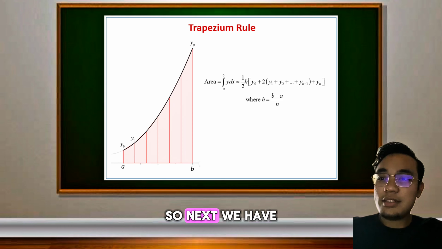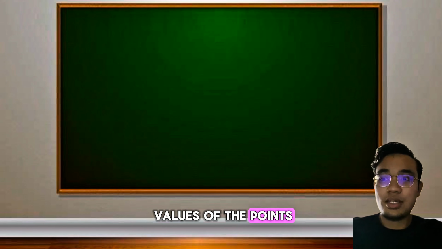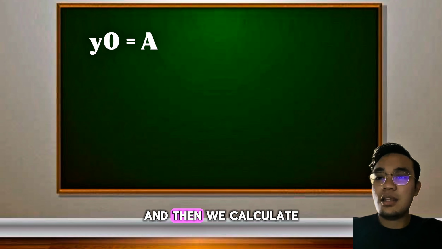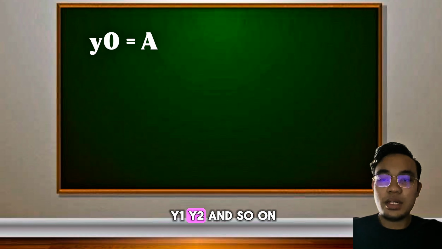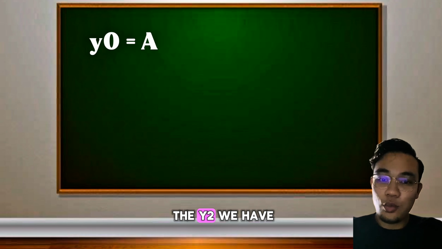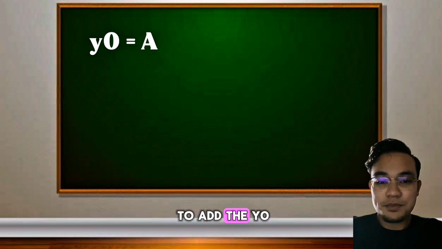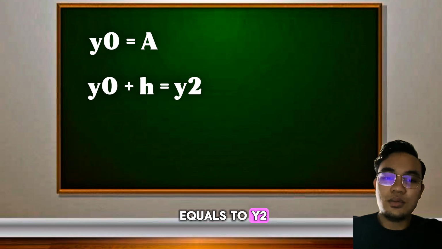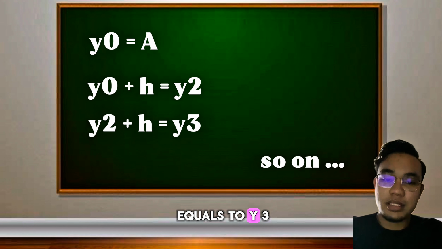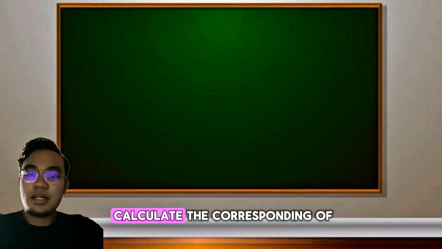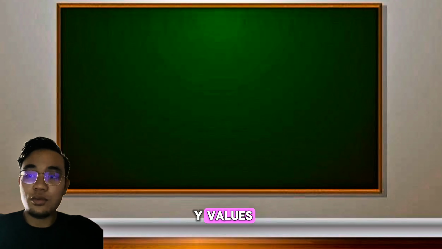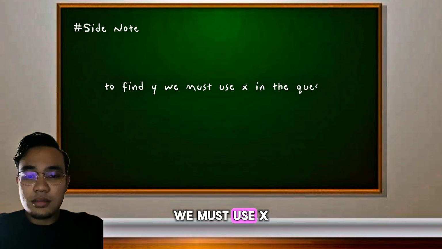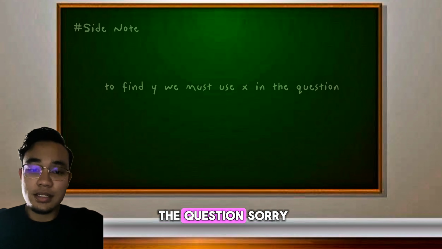Next, we have to find the x values of the points, starting with x0 equals a, and then we calculate x1, x2 and so on. To find x2, we have to add x1 with h. So x0 plus h equals x1, x1 plus h equals x2, x2 plus h equals x3 and so on. Next, we have to calculate the corresponding y values. So if we want to find y, we must use x in the formula in the question.